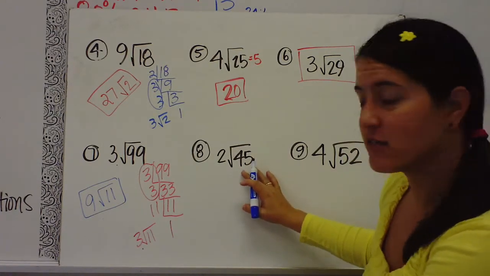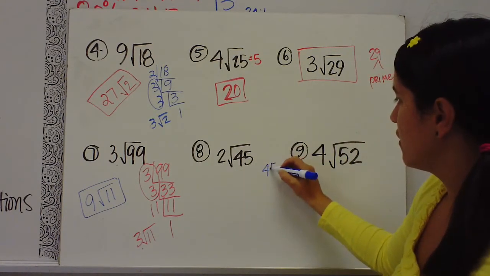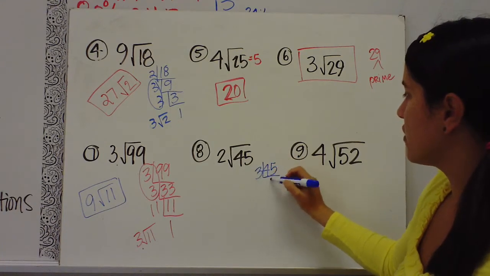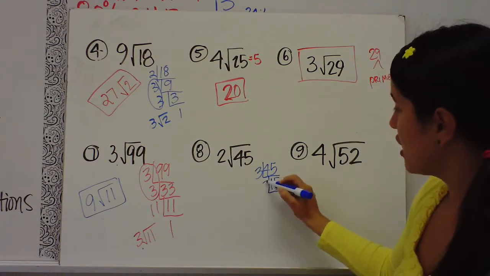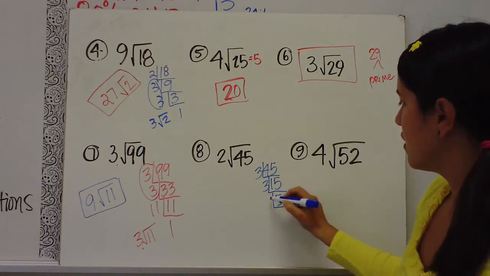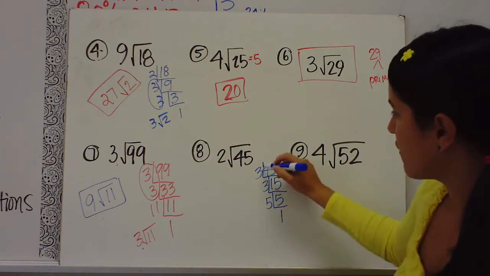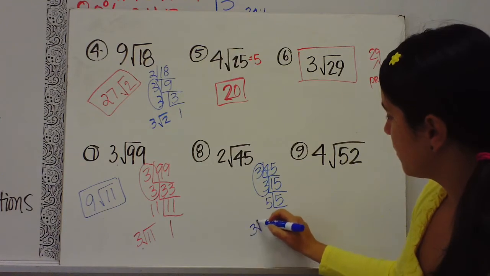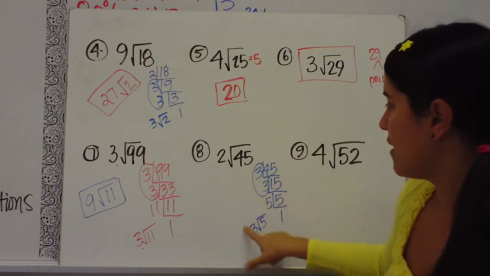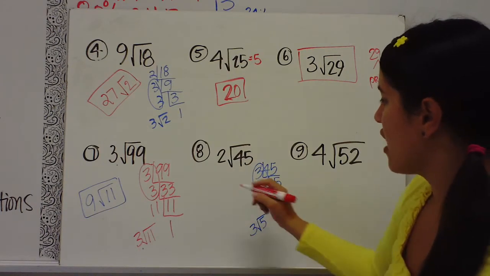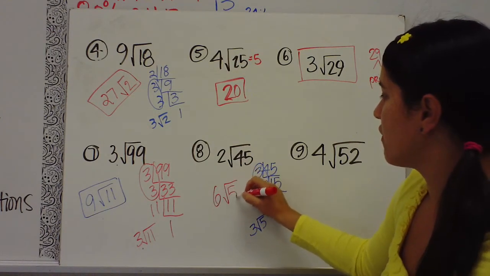So number 8, 45. I'm going to divide it by 3. I'm going to divide 15 by 3. 5. We have a pair of 3's. So 3 root 5. I need to multiply my 3 and my 2 together, so my final answer is 6 root 5.